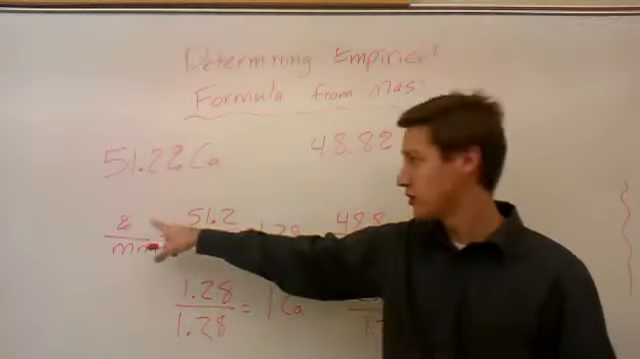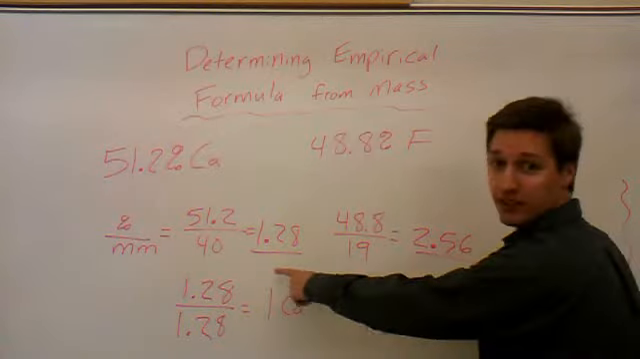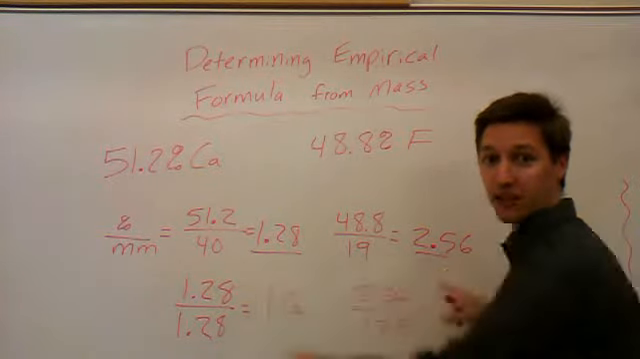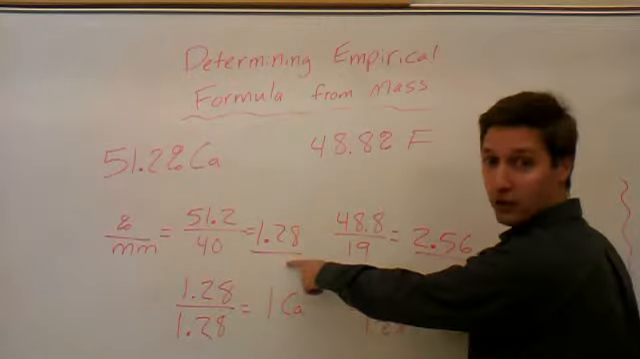So basically what you're doing is taking the percent that's given to you and dividing by the molar mass so that you can compare what we can actually compare, which is how many moles you have. Again, remember, we can't compare masses because different atoms have different masses. We need to compare how many moles you have.